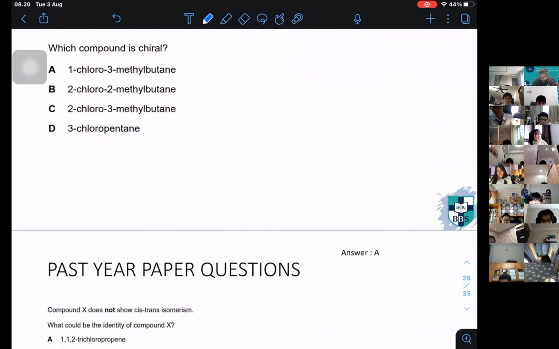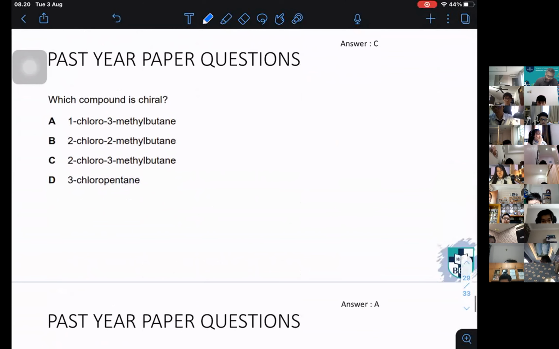Now, this one: which compound is chiral? I think I'll show you. The answer is going to be C. I will show you C. Maybe I select one, maybe A, and I'll compare. Okay, let's see.